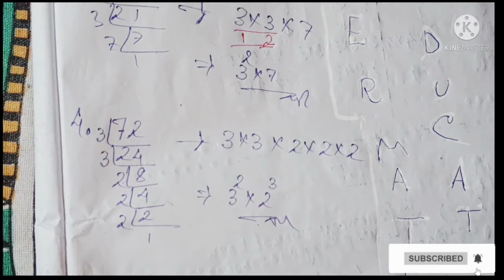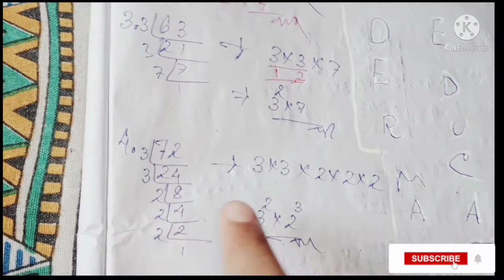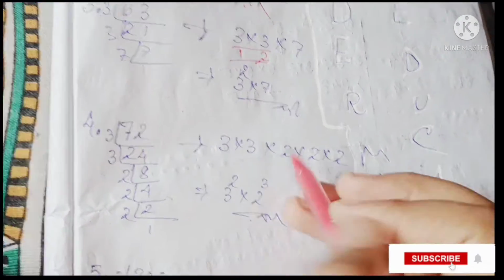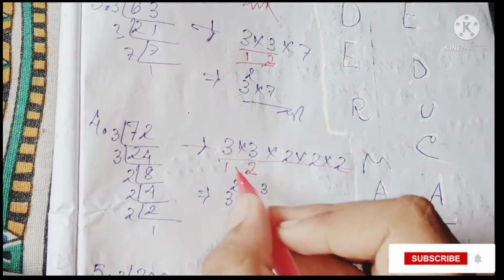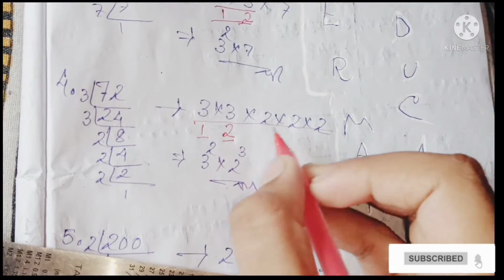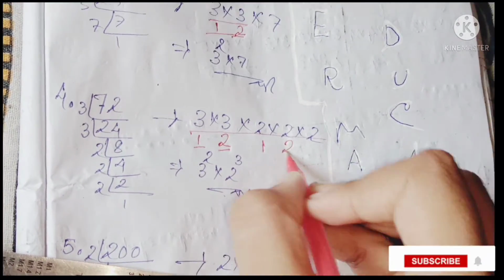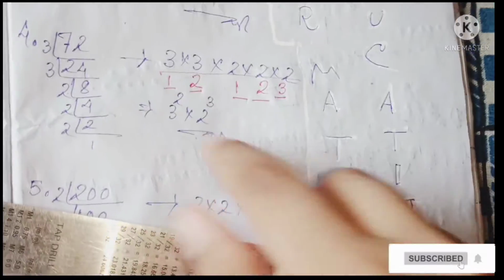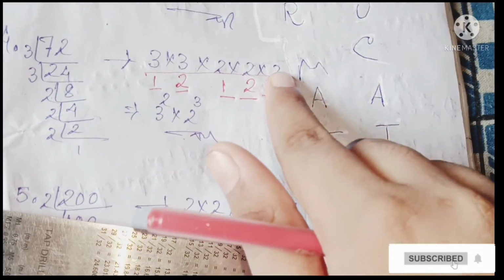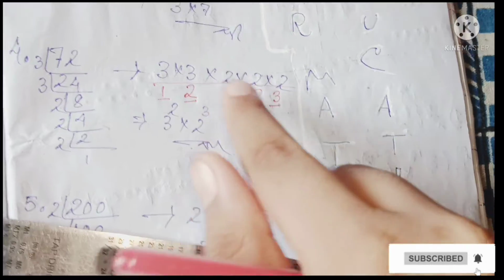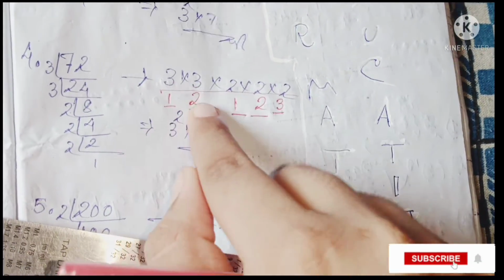Number 4 is 72. The prime factor of 72 is 3 into 3 into 2 into 2 into 2. So 3 is multiplied 2 times, and 2 is multiplied here 1, 2, 3 times. Now 3 square into 2 cube. Why? Because 2 is multiplied here 3 times, so the power form of 2 will be cube, and 3 is multiplied here 2 times, so the power form of 3 will be square.